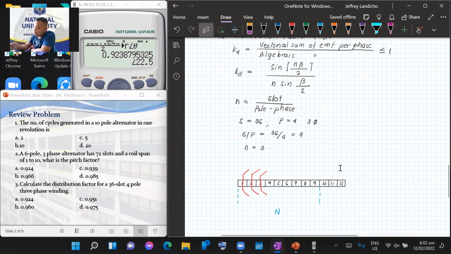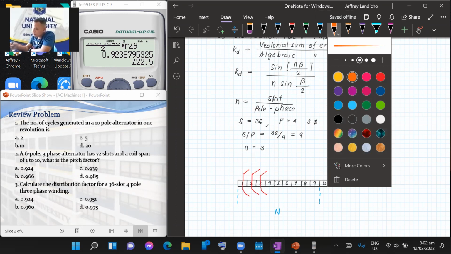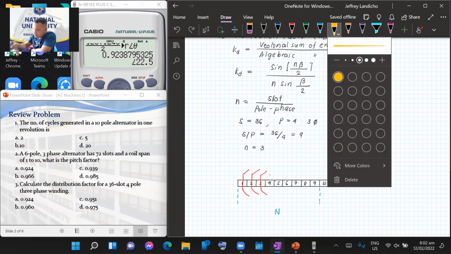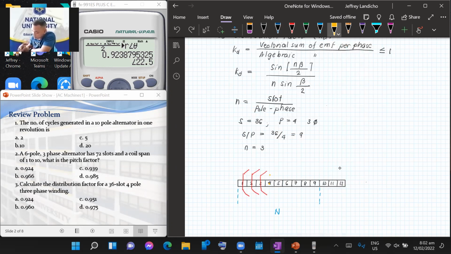So therefore, yung yellow, so yung next 3 slots, it should be allotted for phase B naman. Hindi ka pwedeng maglatag or maglagay na conductor dyan na hindi para kay phase B. So this is for phase B. So yung last 3 slots, that is already for phase C.